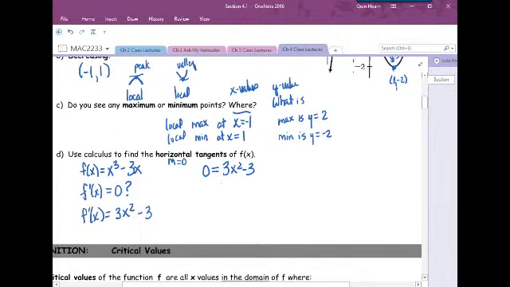So this is a quadratic equation because we have a power of 2, but it's one that only has 2 terms. So let's go ahead and try to factor this. Factoring out a 3, we get x squared minus 1. X squared minus 1 is a difference of 2 squares. So this could factor into x minus 1, x plus 1.